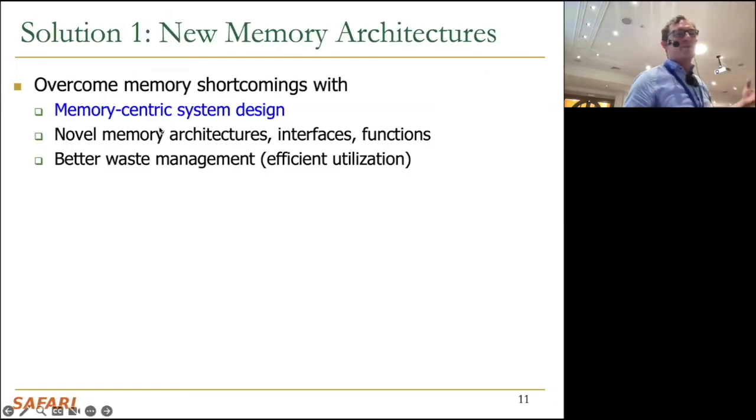Okay, so for this, I think we need to look at novel memory architectures, interface, and functions. And also, we need to examine the waste we have in memory. Memory has a lot of waste, actually. So there have been a lot of works that show that, let's say, 30, 40, 50% of your memory is storing zeros. Does it really make sense to store zeros? Per Stenstrom had a paper, for example, at ISCA in 2005 that showed 30% of main memory in general purpose application is all zeros. So you can actually compress memory much better.